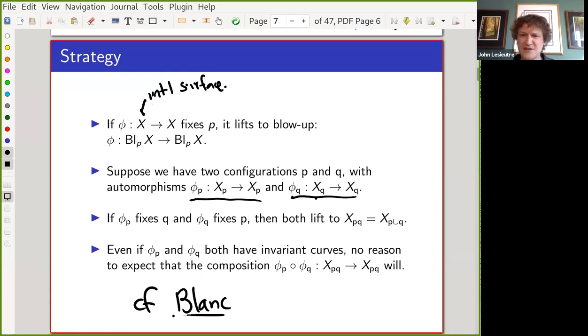On the other hand, this is going to be hard because I said before, finding configurations P where there's any interesting automorphisms at all is not that easy. Finding configurations Q where there's interesting automorphisms is not that easy. Now we're trying to find two different configurations, not only where there's automorphisms, but where each one fixes the blown up points of the other one. So we're looking for extremely special rational surfaces for this strategy to have any hope of working. But we're going to be able to do it using some fun classical things.